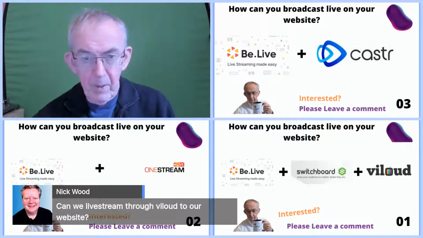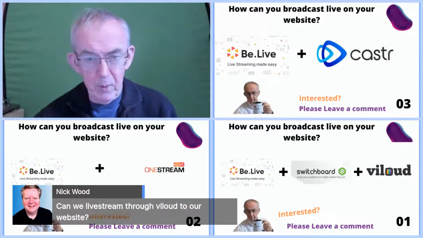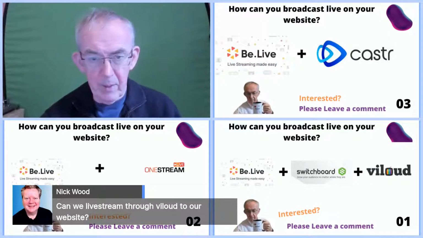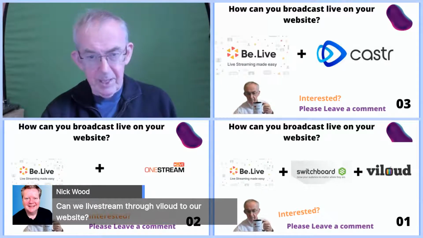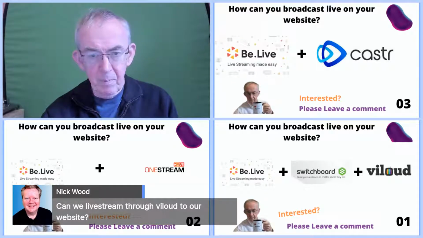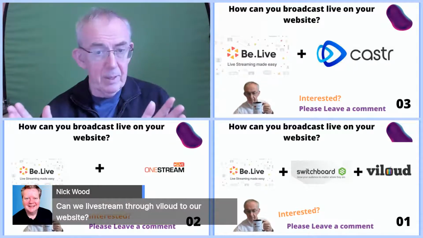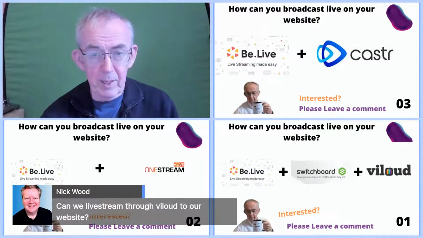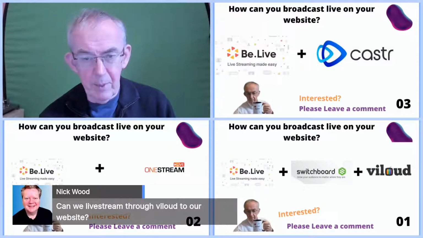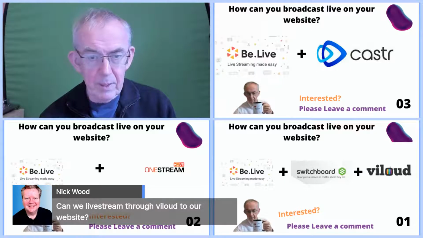Yep. You can go direct. You can cut out Switchboard and go direct to VI Loud. It's got RTMP input, and yes, you could go direct to VI Loud from Be.Live across everywhere that's got the VI Loud player, which can be your own website, it could be somebody else's website. Then they can play your back catalogue of videos, and they can play your live broadcast intermixed, interlinked.